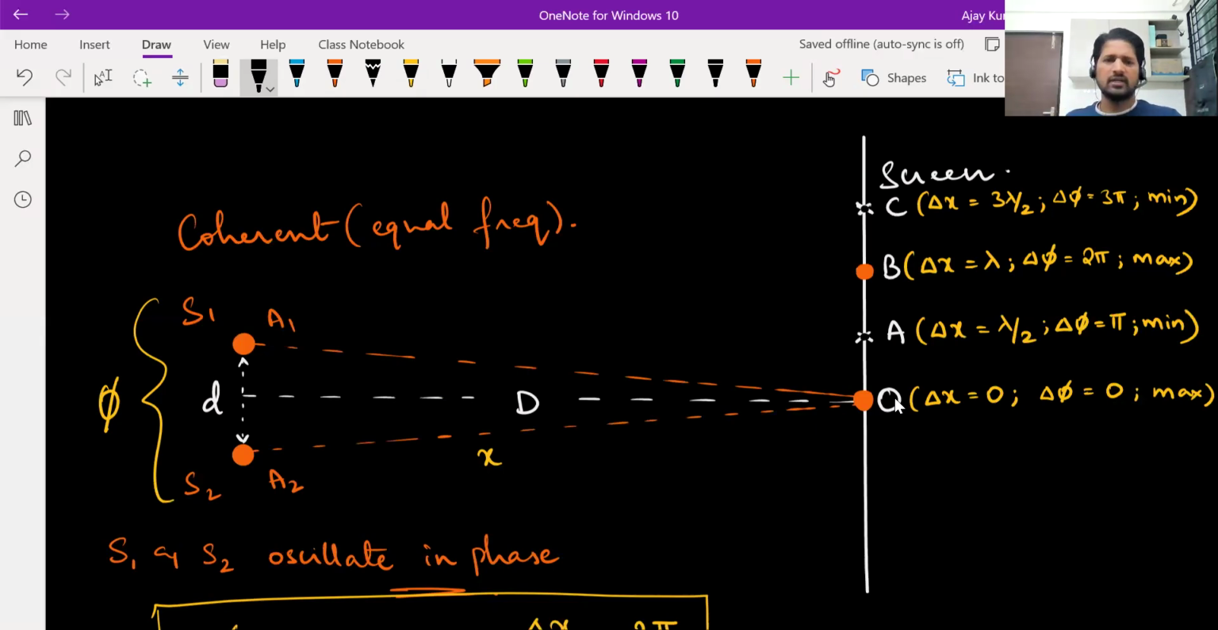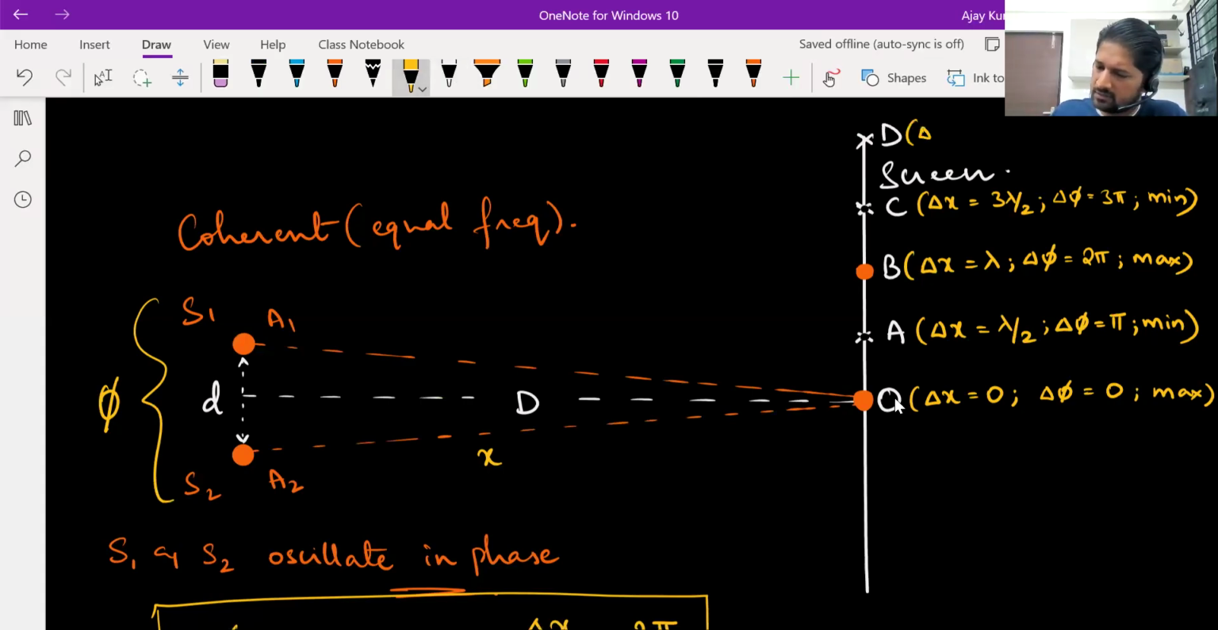If the sources don't have the same intensity, then you will see the minimum possible intensity at point C. It won't be completely dark. So that's why we call it minima. We don't actually call it a dark spot. We call it minima. So as you move away from the point O, you see a pattern like this. Dark, bright, dark.